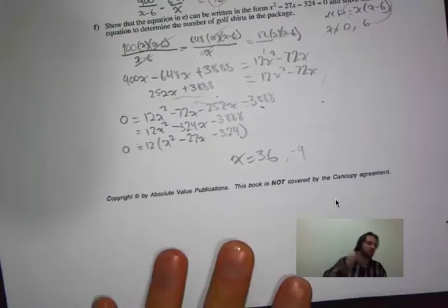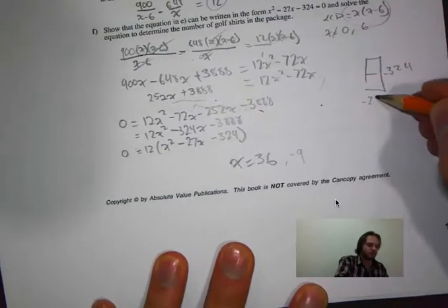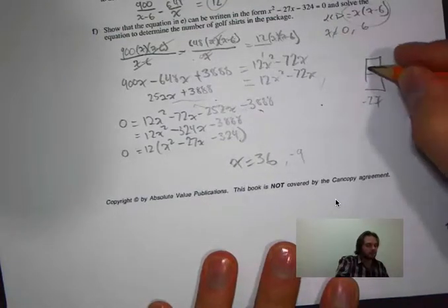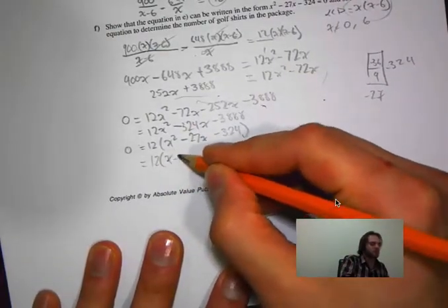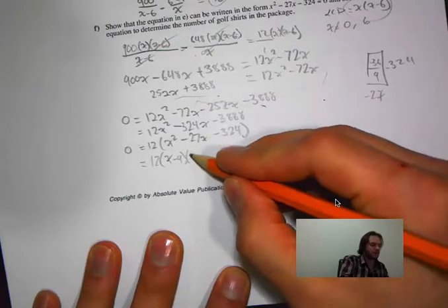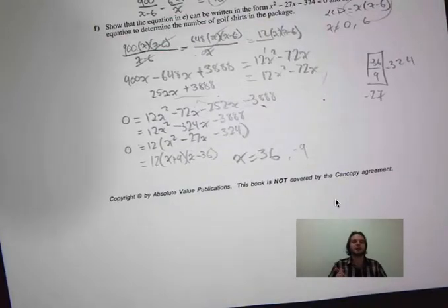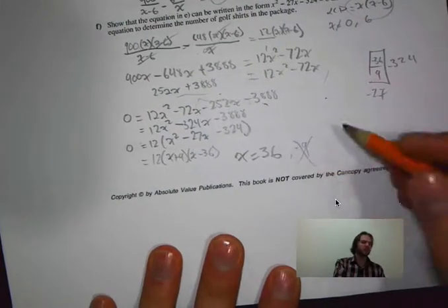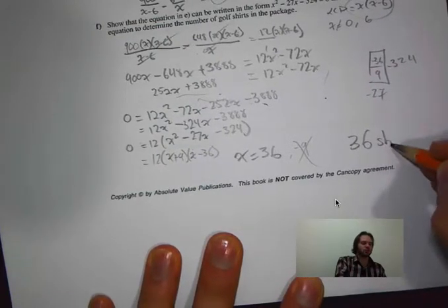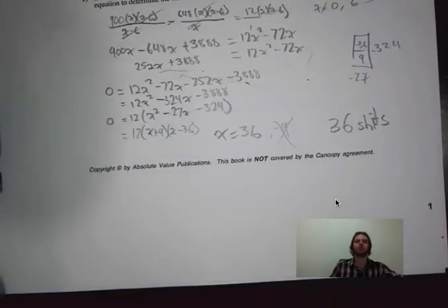Or if I factored this using the box method, and I went like this, and I have 3, 2, 4, negative, and negative 27, I will end up getting negative 36 and 9, so then I would get 12, x subtract 9, and then I'd have x plus 9, x subtract 36, so then I get 36 and 9. But now this 9 cannot work because how does he have negative 9 shirts? That just doesn't make sense. So that 9 cannot work, so he has 36 shirts. Okay? So he has 36 shirts in a package, and that's it.